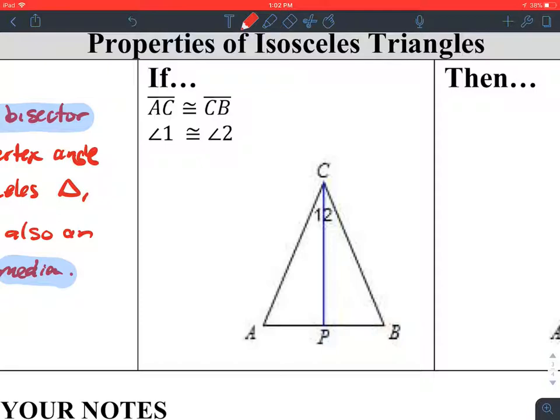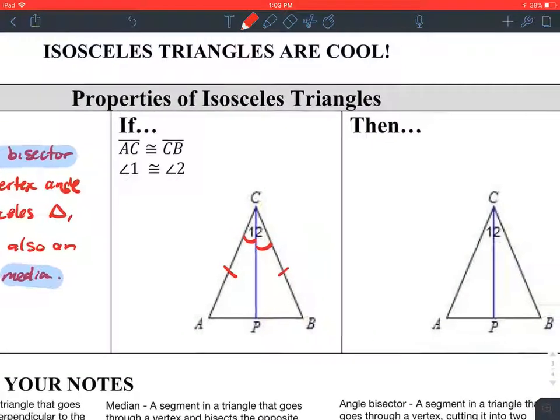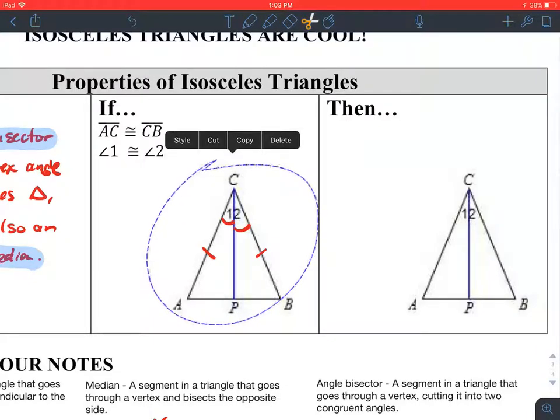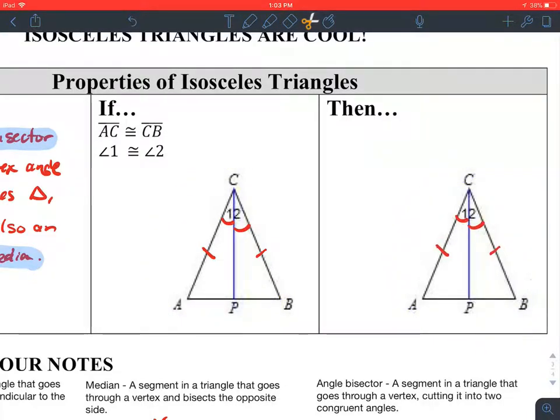So it says if segment AC is congruent to segment CB, which means it's an isosceles triangle, and if angle 1 is congruent to angle 2, we can conclude from that, these blue things, that segment CP is an altitude, forms a 90-degree angle. We can also conclude from this that P is the midpoint of segment AB. So to be clear, this segment right here in blue is an angle bisector, is a median, and is an altitude if it goes through the vertex angle of an isosceles triangle.